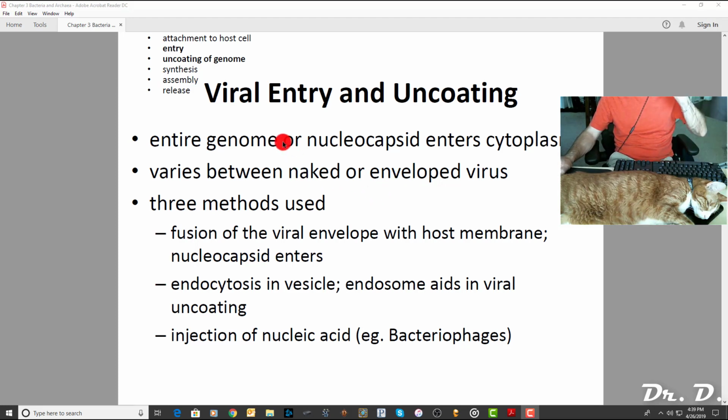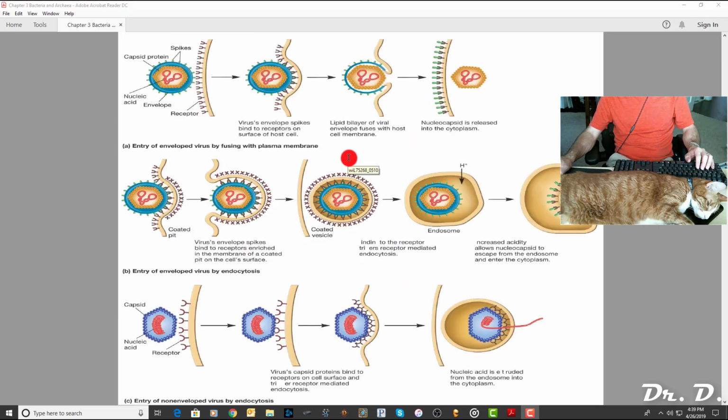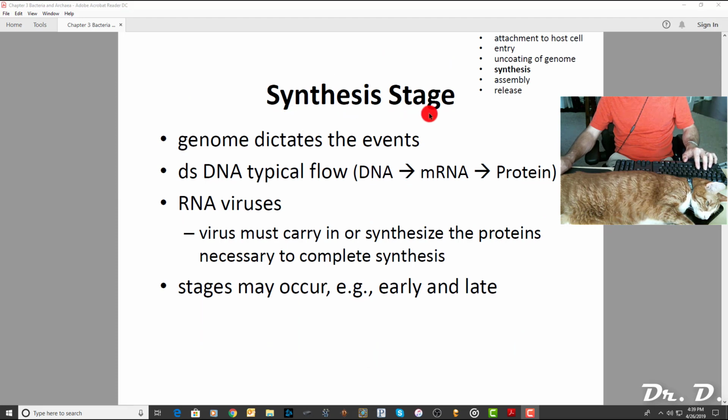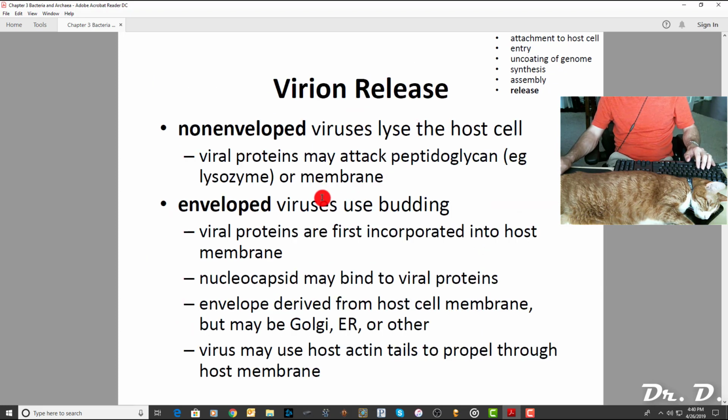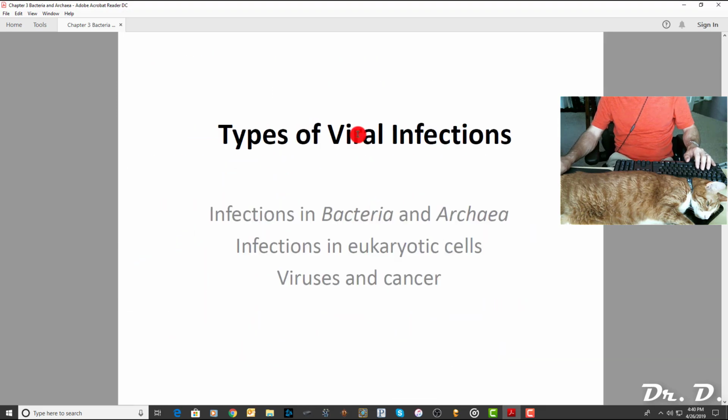Anyway, let's keep going. So with viral entry and uncoating, that's pretty self-explanatory. Obviously, the virus enters the cell after it attaches to the cell. And then you have synthesis stage, where you're producing more of a genome, you're producing more of the mRNA, and you're producing more of the proteins as well. And then, of course, you have to assemble new virions and release, right? Remember that enveloped viruses tend to release via budding, whereas non-enveloped viruses usually lyse the cell upon release.